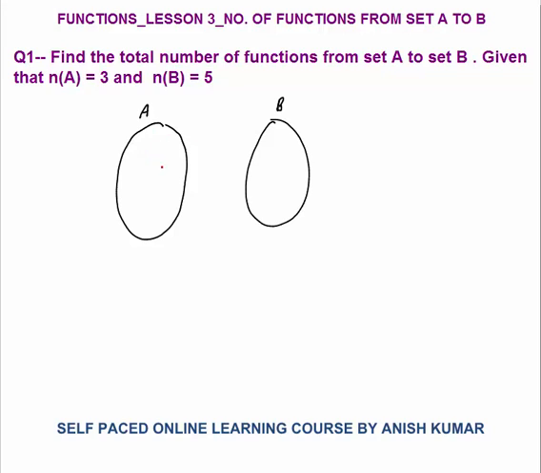Number of elements in A, you can see, is 3. So I am taking this as A, B, C. You can take this. Number of elements in set A is 3: A, B, C. This is 1, 2, 3, 4, 5. Now we need to find the total number of functions from set A to B. This is the input or domain set and this is the codomain set.